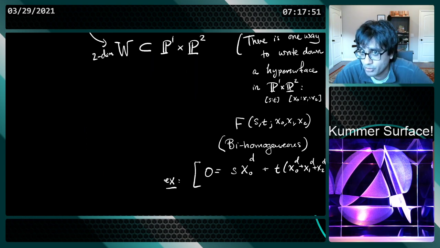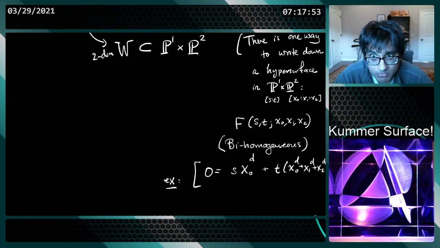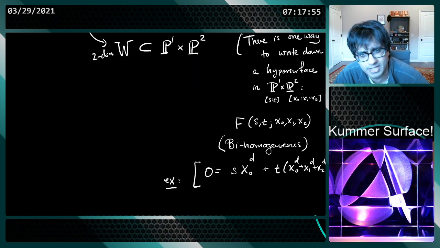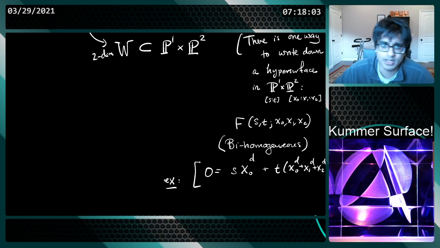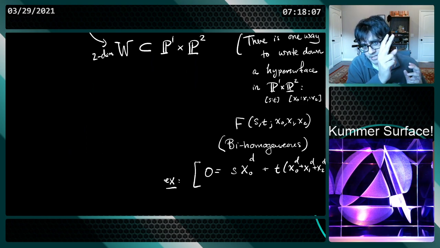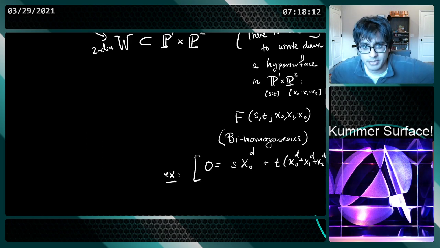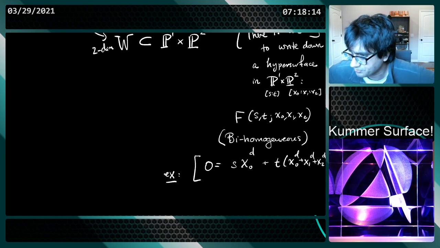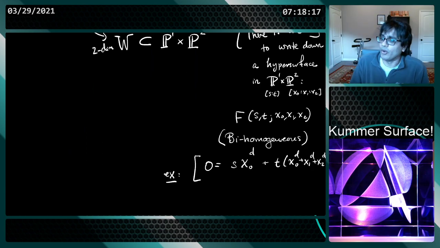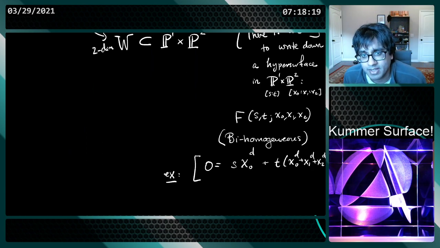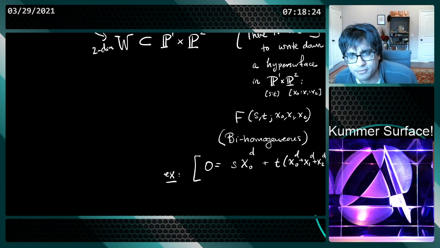In a variety, on a variety. It's actually a section of a line bundle. The line bundle is the tensor product of O of D on P2's factor and O of 1 on P1's factor. A section of a line bundle is setting it equal to 0. And this is irreducible. It doesn't factor.